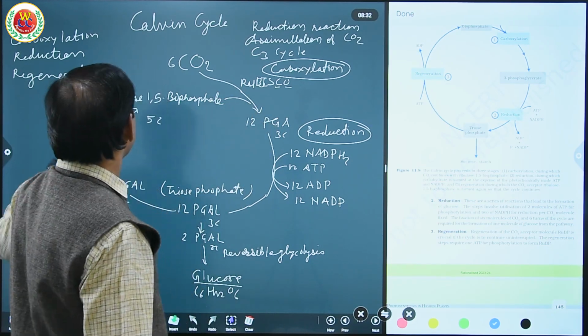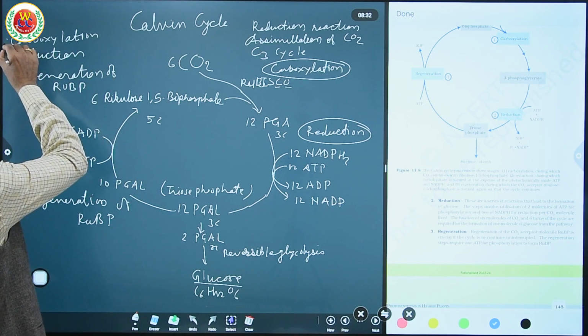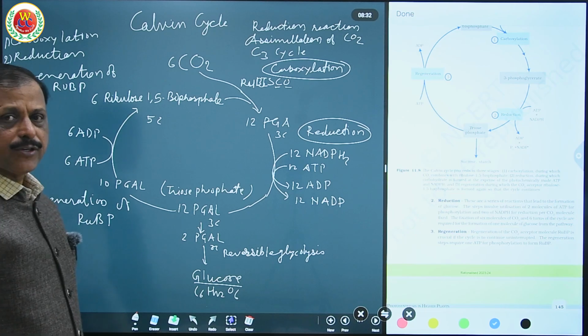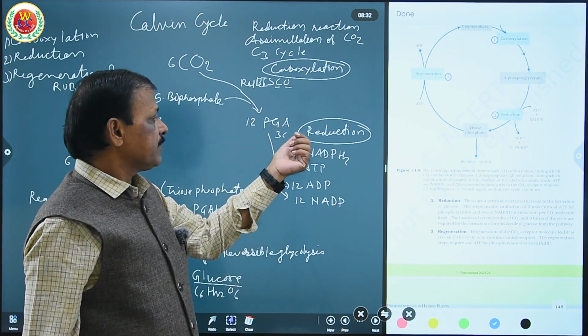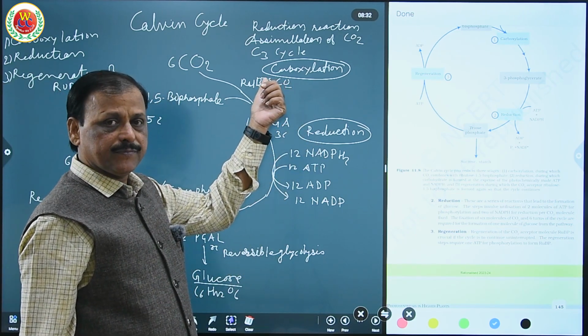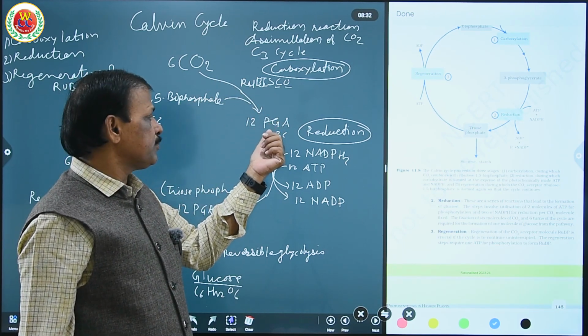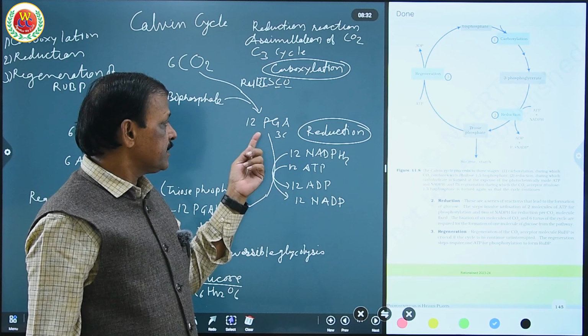It occurs in 3 steps: carboxylation, reduction and regeneration of RuBP. That is what? First, carboxylation. So atmospheric carbon dioxide is fixed with RuBP in presence of Rubisco to produce PGA. This is carboxylation.